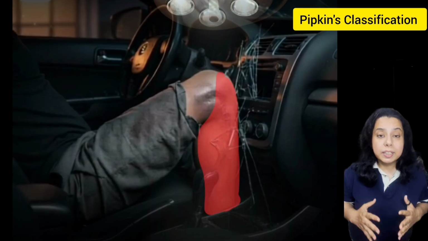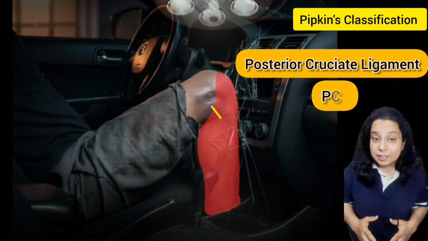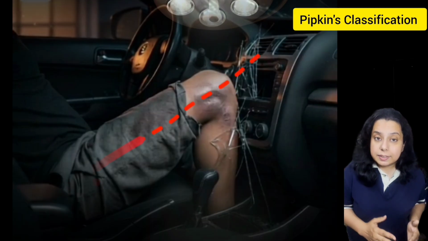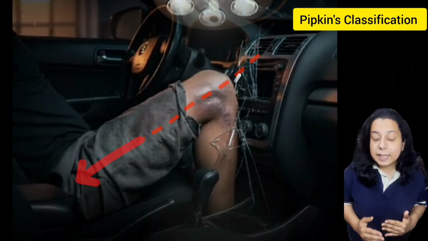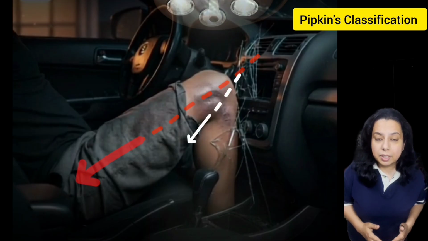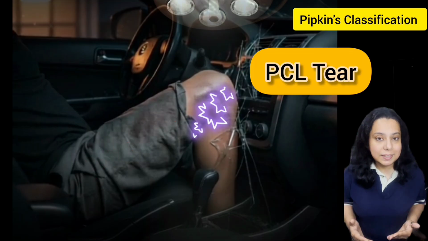A frequently overlooked injury is the knee's posterior cruciate ligament, PCL. The same posterior directed force that dislocates the hip can continue to drive the tibia backwards on the femur, which leads to a PCL tear.